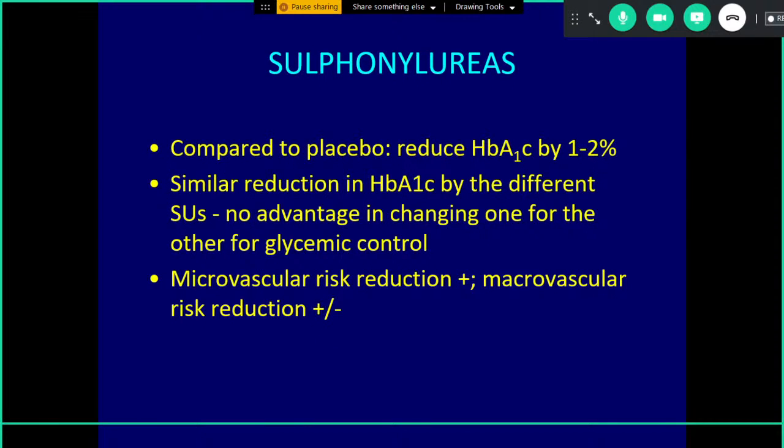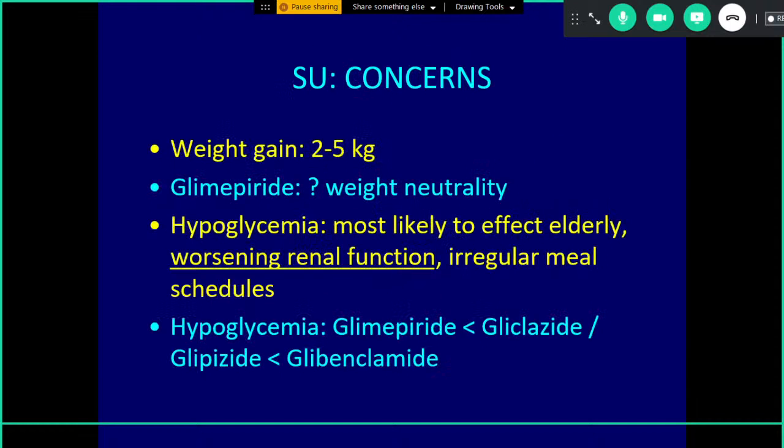As I said, compared to placebo, it reduces A1C by 1 to 2%. There's a similar reduction by different SUs, so there's no advantage in changing from one to the other. In long-term studies, microvascular risk reduction has been shown very clearly, and there may be some element of risk reduction for macrovascular disease. As I mentioned, anything which causes insulin release may cause hypoglycemia and therefore may cause weight gain. So weight gain is a concern with sulfonylureas.